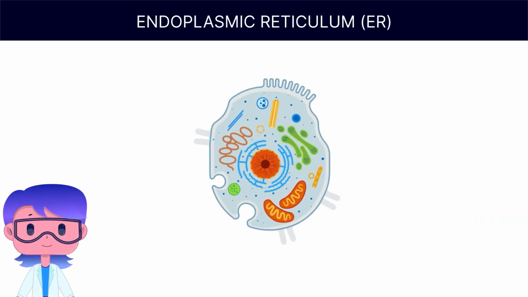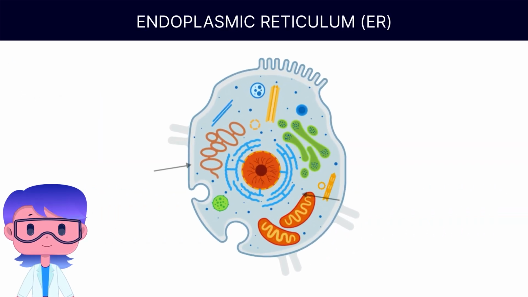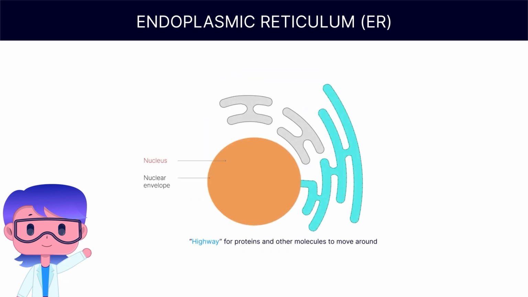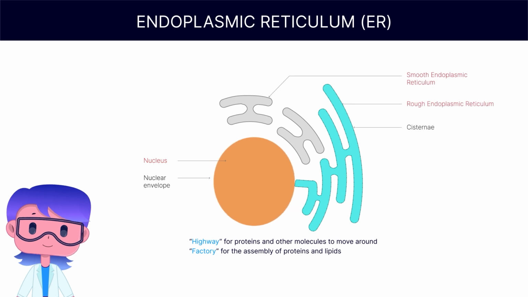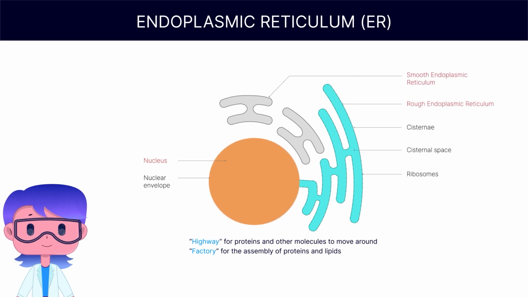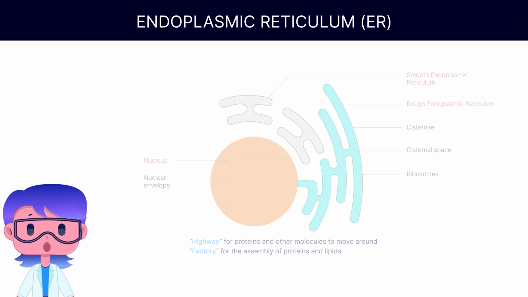The endoplasmic reticulum, or the ER, acts partly as a highway for proteins and other molecules to move through, and also as a factory for the assembly of proteins and lipids that are needed for the function of the cell. The two types of ER, smooth and rough, appear to be separate when viewed under a microscope, but are in fact different compartments of the same organelle.